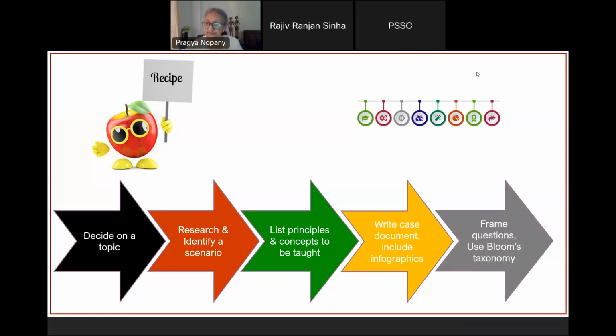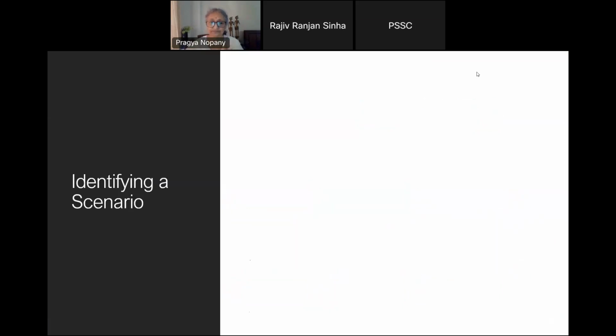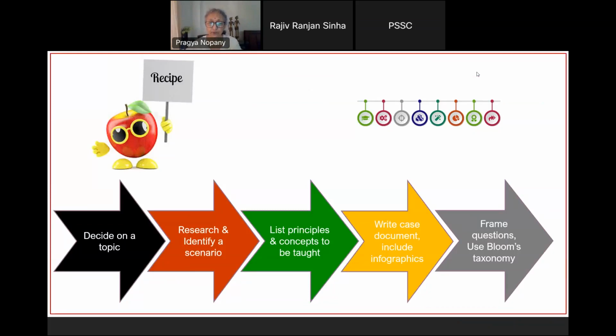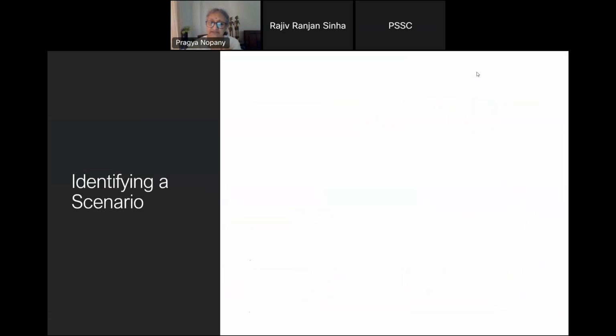And then we have to frame the questions, and for that we can use Bloom's taxonomy. So this is the recipe for preparing a case study, and I will show you how I applied this particular recipe to make a case study on sound. Now, once we identify the scenario, what will we do? First we will identify a topic, right? And then we will research for a scenario.